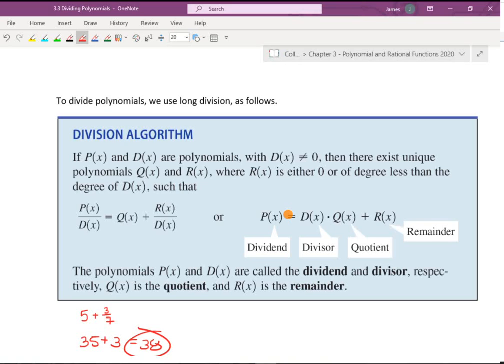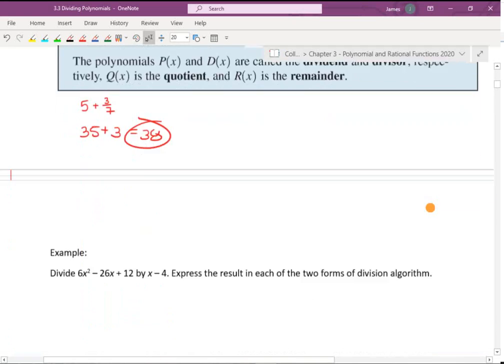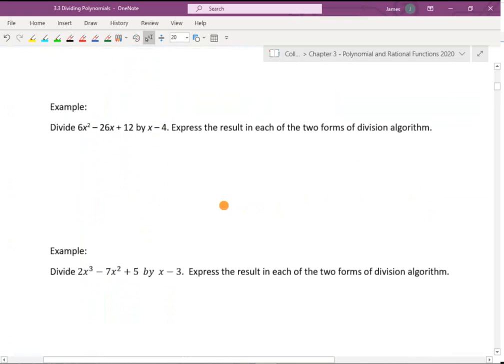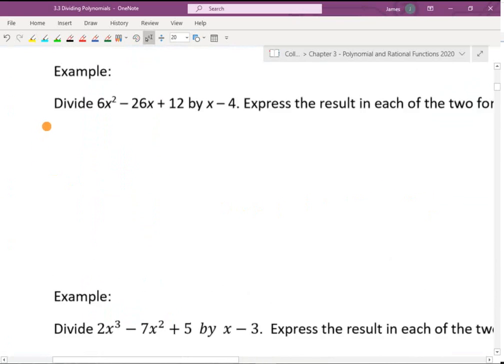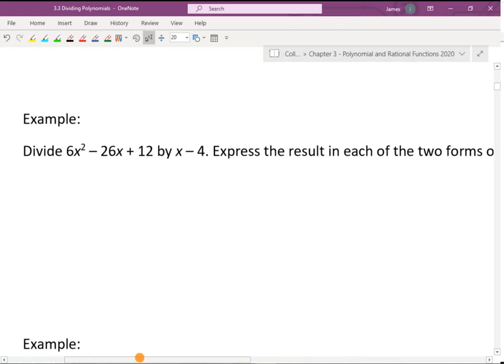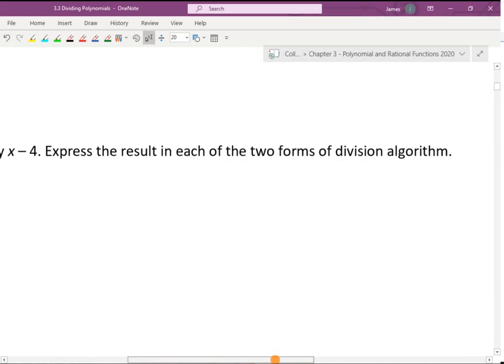All right, so again, I think it's important to see this structure, but then to practice this, it makes sense to go through some specific examples. So let's go to the next one, and we'll do an example. We've got the idea that we're going to take 6x squared minus 26x plus 12, and we're going to divide it by x minus 4. It says express the result in each of the two forms of the division algorithm.